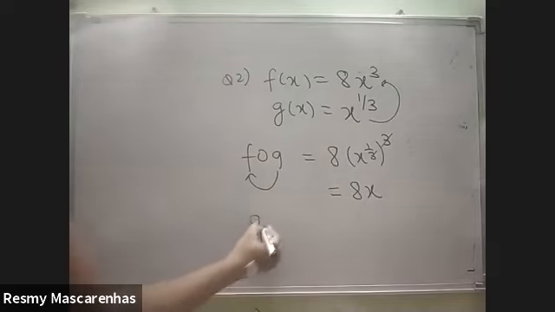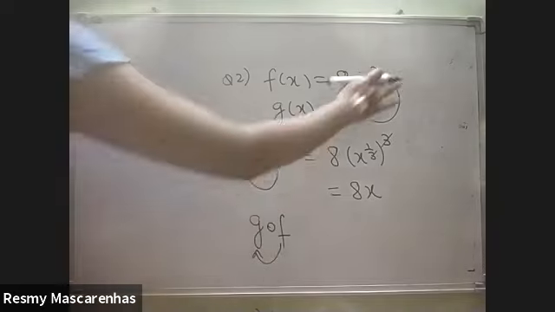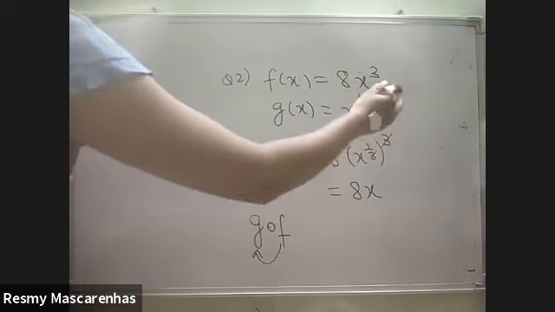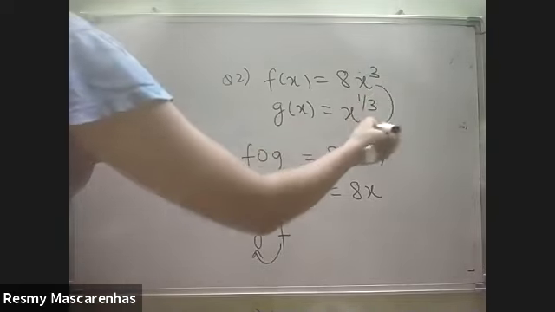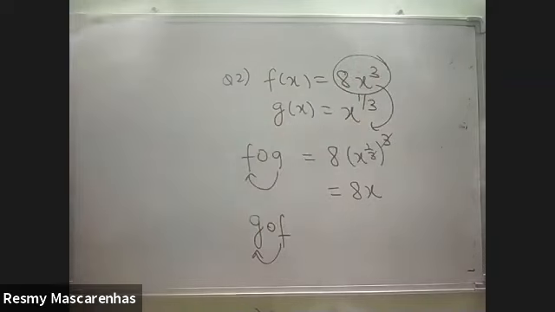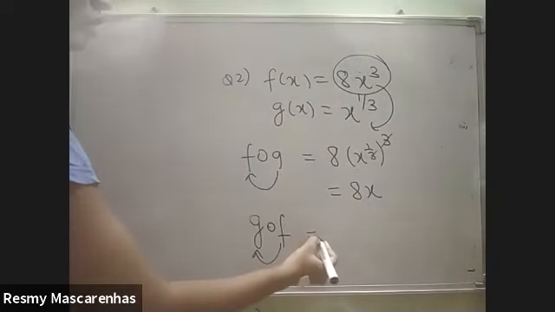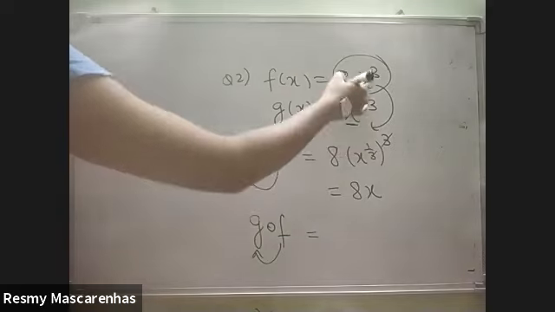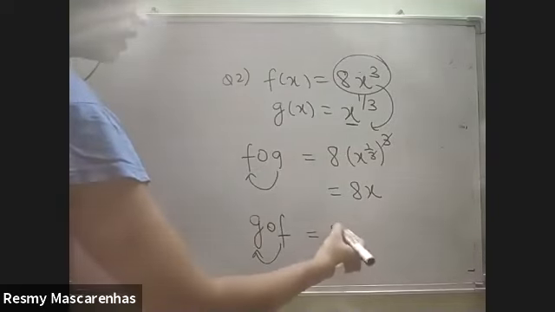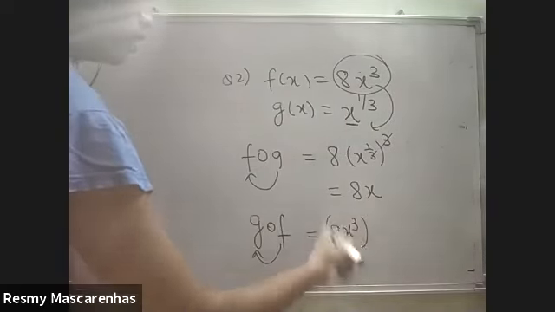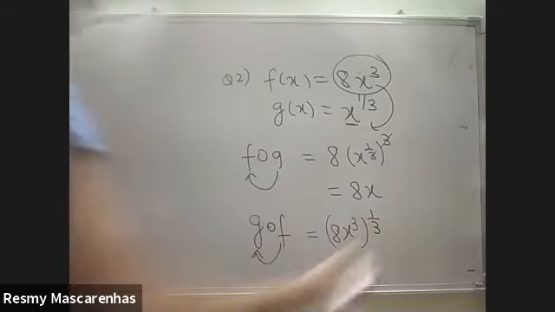Same way find GOF. GOF means F you have to substitute in G. So instead of x, what will come? This whole thing. Instead of x, I have to write this function: 8x cube raised to 1 by 3.